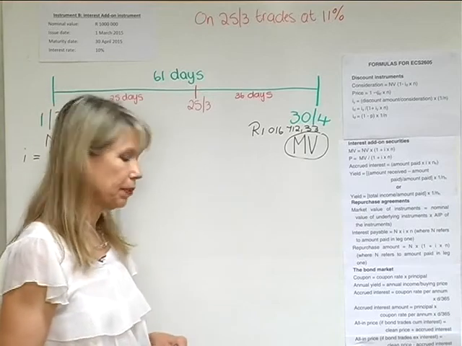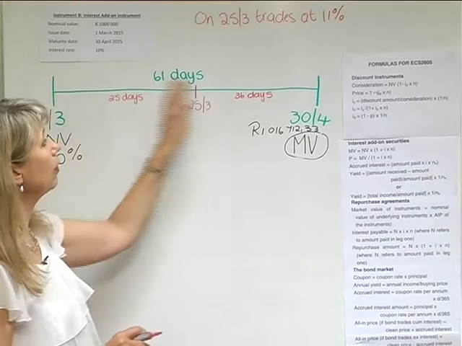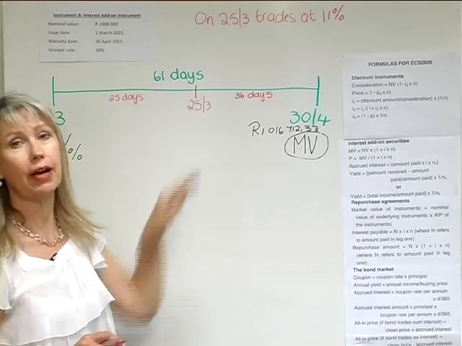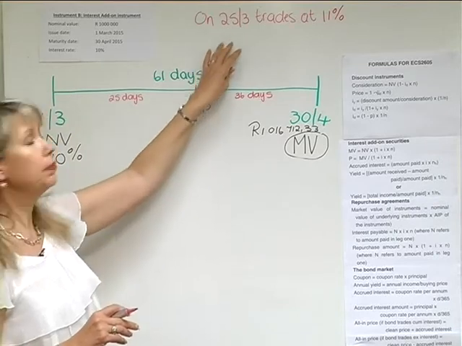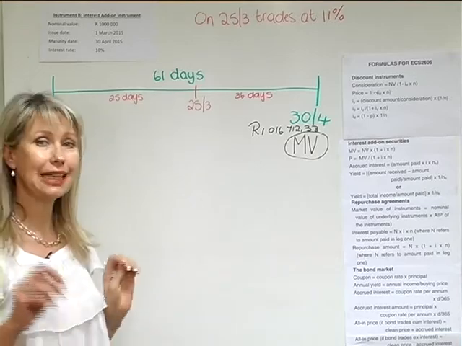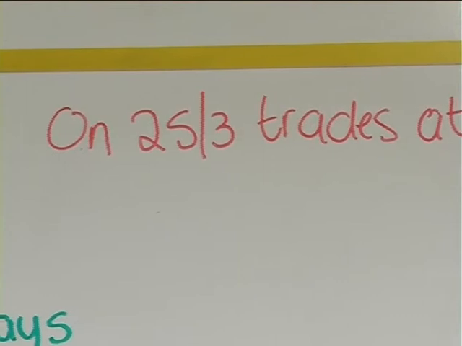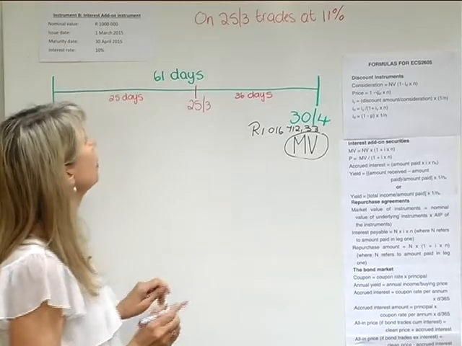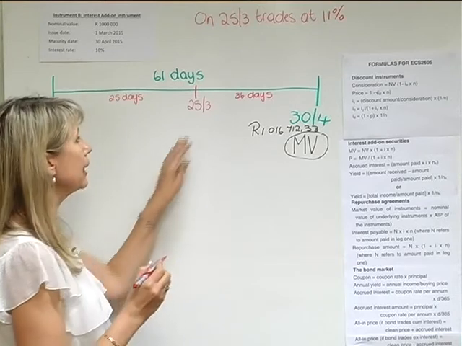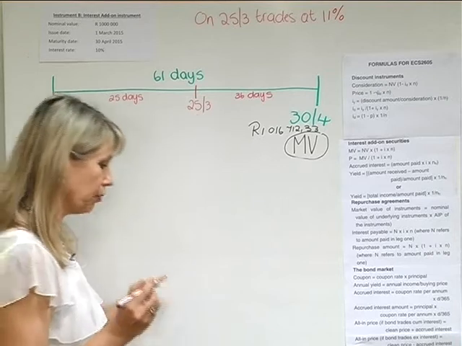In this video clip, we're going to look at the same interest add-on instrument for which we calculated the maturity value in the previous one. But now this instrument trades again in the secondary market on the 25th of March, and it trades at 11%. And now we want to ask you to calculate the consideration when it trades in the secondary market.